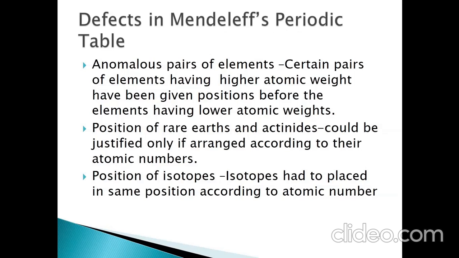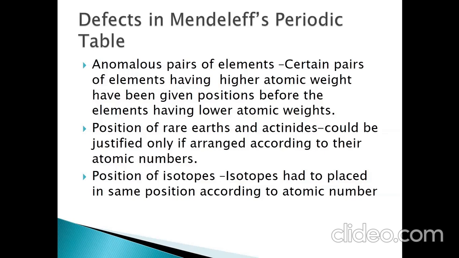Now let us see the defects of Mendeleev's periodic table. Position of isotopes was a problem. There was a discrepancy between cobalt and nickel, right? Cobalt was placed before nickel. He could not prove that. Remember, Mendeleev was the first to bring the concept of periods and groups. Now, anomalous pairs of elements: certain pairs of elements having higher atomic weight were given a position before the elements having lower atomic weight. So higher were placed before lower.